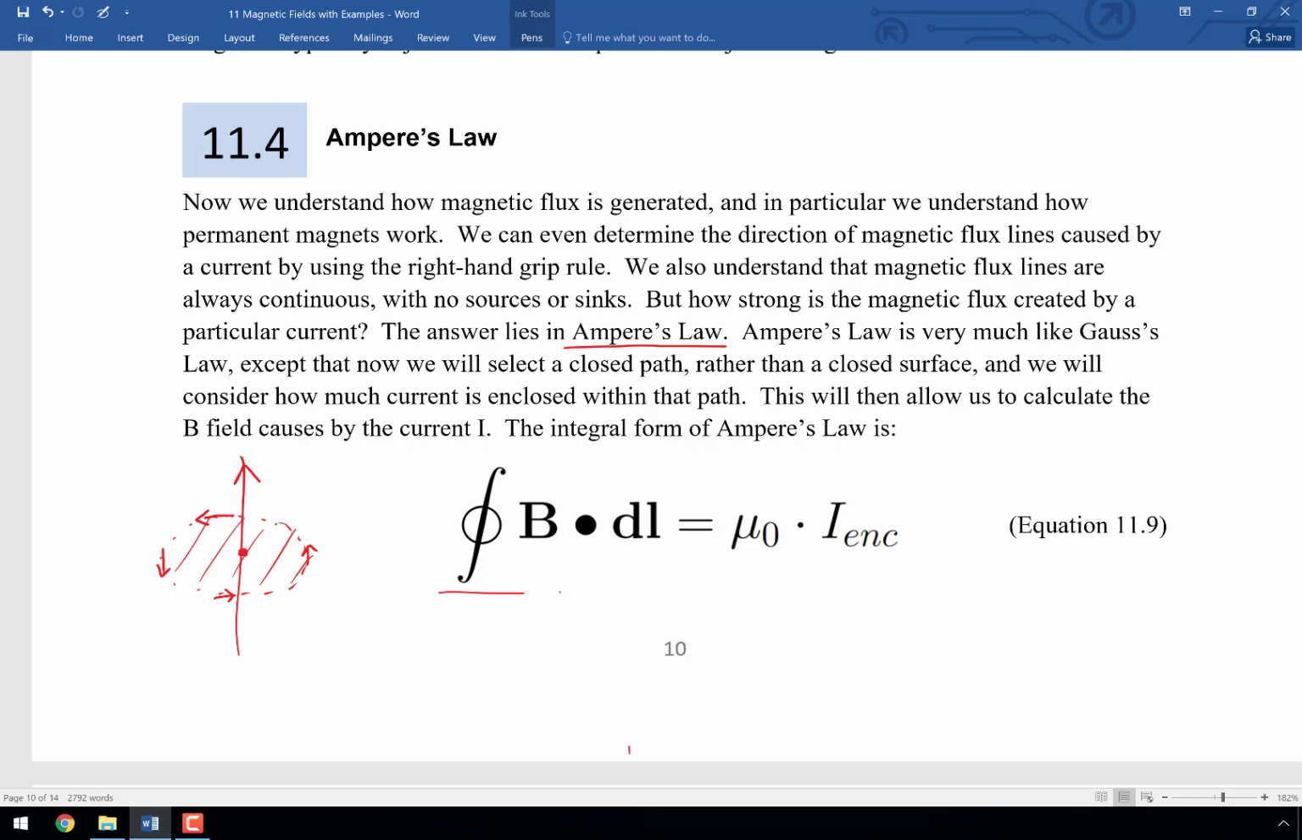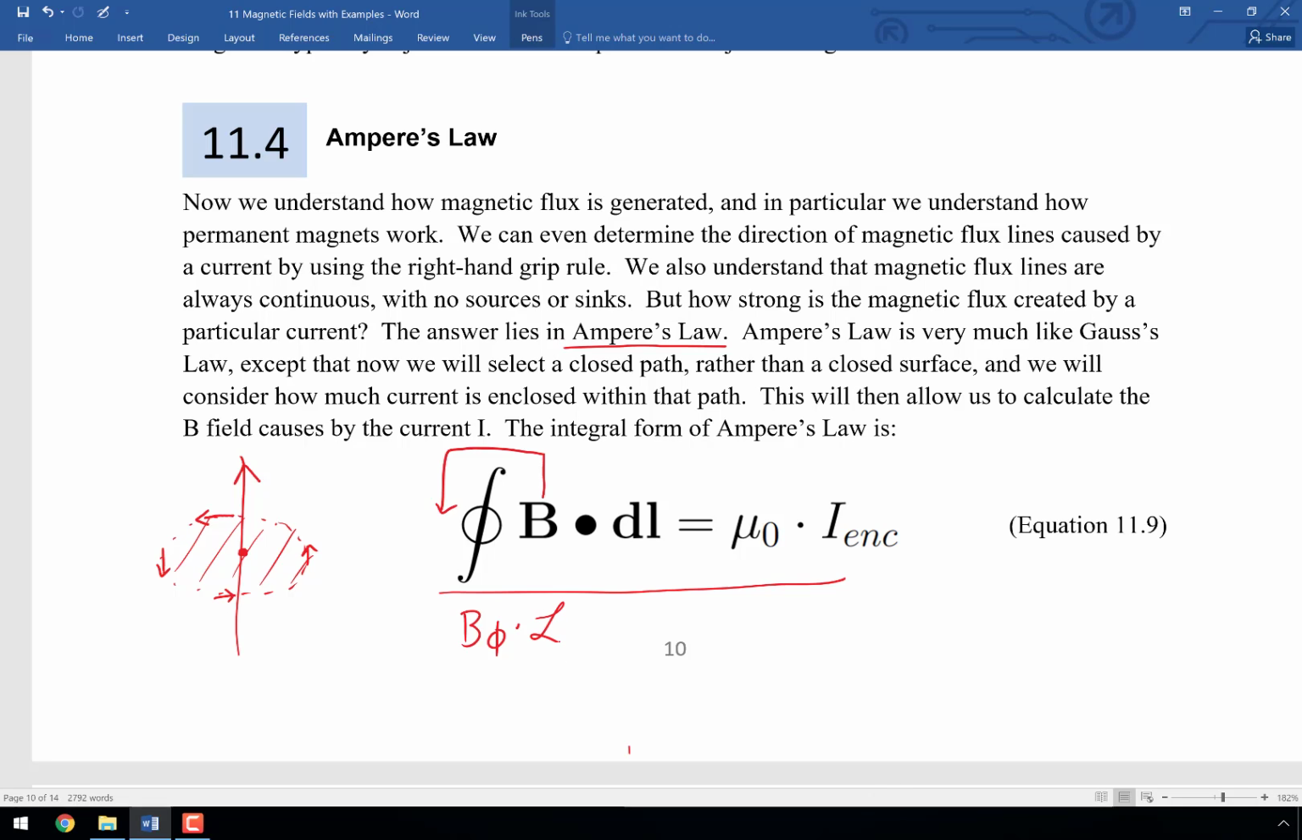And the answer is that it can be found from Ampere's Law. Because we've chosen the symmetry of this circle to match the symmetry of the problem, we know that B is going to be a constant. And because B is a constant, we can move it outside of the integral. And then the integral of just dl is basically going to just become B, and in this case I'm going to refer to it as B sub phi, multiplied by the length of the path.